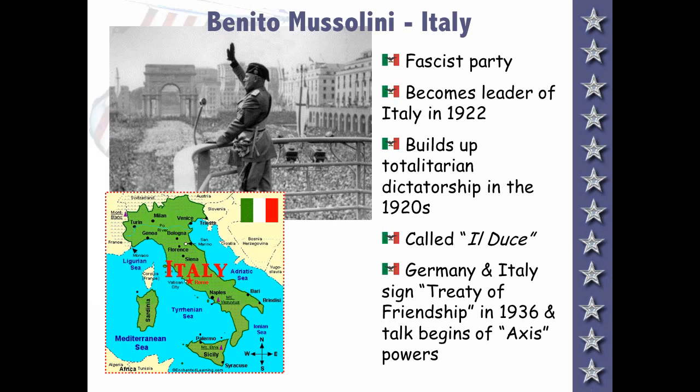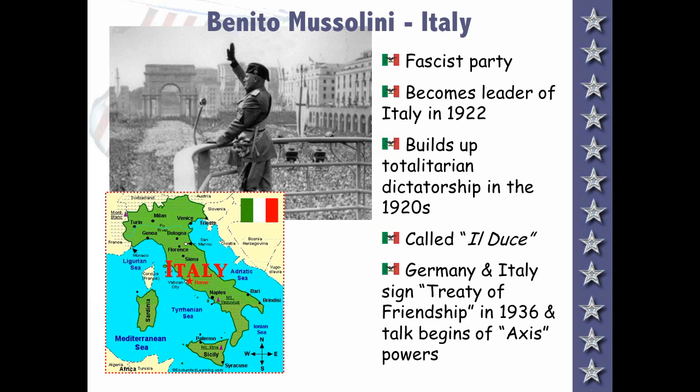Meanwhile, as early as 1922, Italy had been experiencing the rise of a fascist dictator, Benito Mussolini. Mussolini and Hitler are going to be kind of buds, I mean, as much as anybody can be friends with Hitler. They're very similar in their worldview. They're going to form an early alliance.